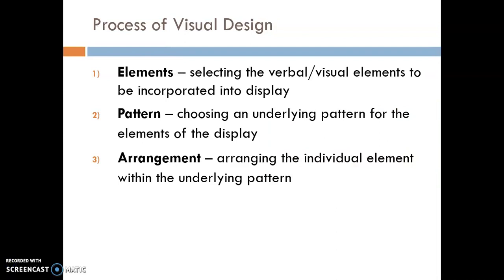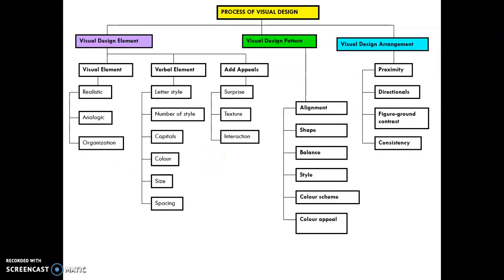Okay, there are three processes of visual design: element, pattern, and arrangement. For element, we select the verbal or visual elements; for pattern, we choose an underlying pattern; and for arrangement, we arrange the individual elements within the underlying pattern. You can see this from the chart.